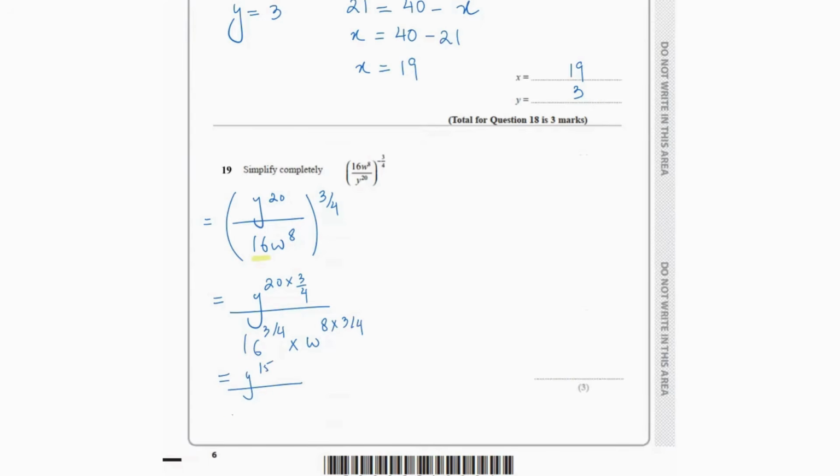16 is 2 to the power 4. Either you break it down and do it step by step, or you can just directly put this in the calculator as well. Like this entire thing, plug it in the calculator, and that will give you 2 to the power 3, which is 8. So if you don't know how to solve this part, you have the option of using the calculator. They will not deduct marks for that. So that's going to be y to the power of 15 over 8 times w to the power of 6. That is your fully simplified answer.